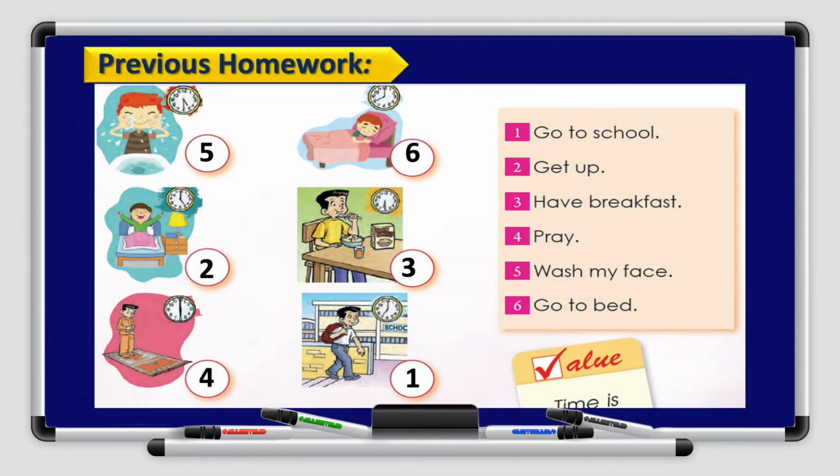Let's check your answers. Number 1, I go to school. It is in picture number 6. Number 2, get up. It is in picture number 2. Have breakfast. Number 3. It is in picture number 5. Pray. Number 4. It is in picture number 3. And wash my face. Picture number 1. Go to bed. Number 6 is picture number 4. I hope you answered them correctly.